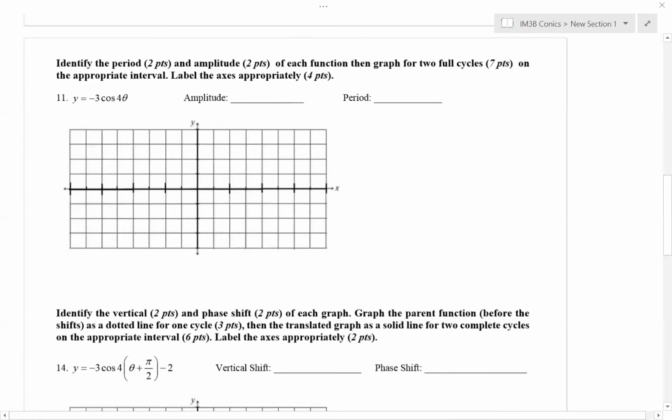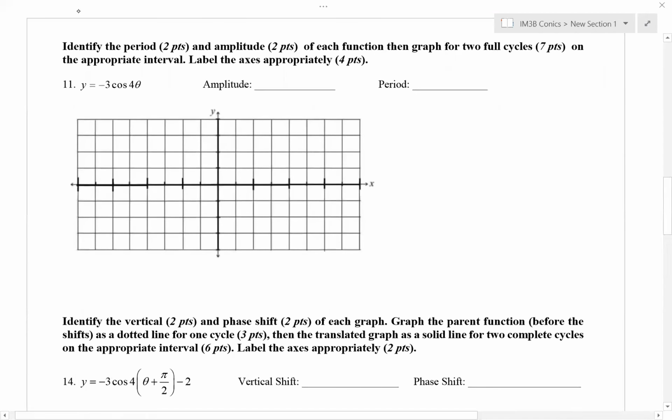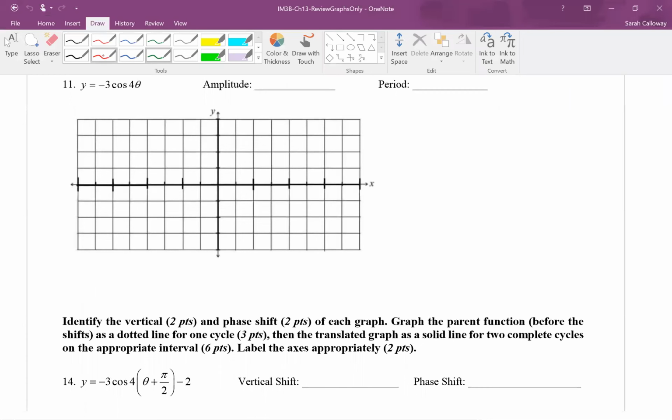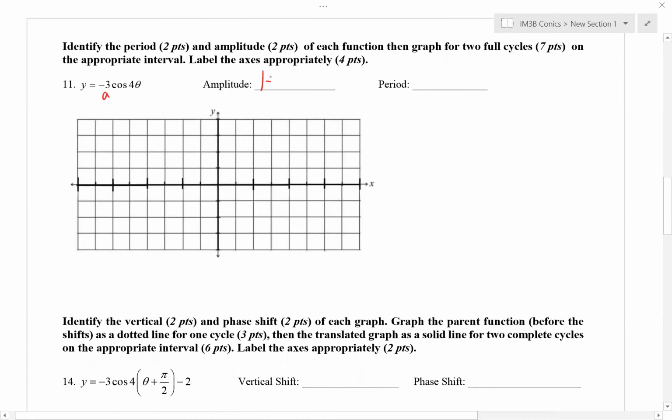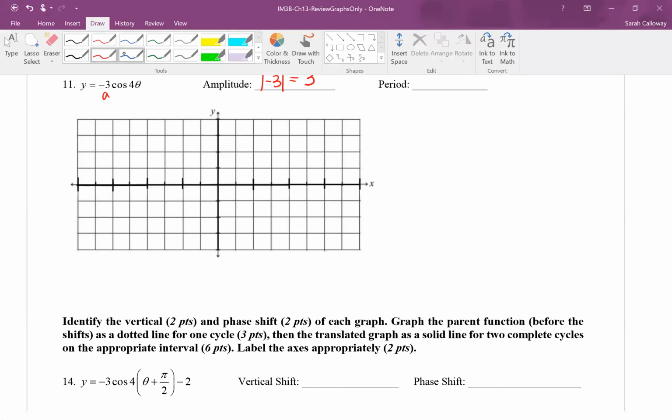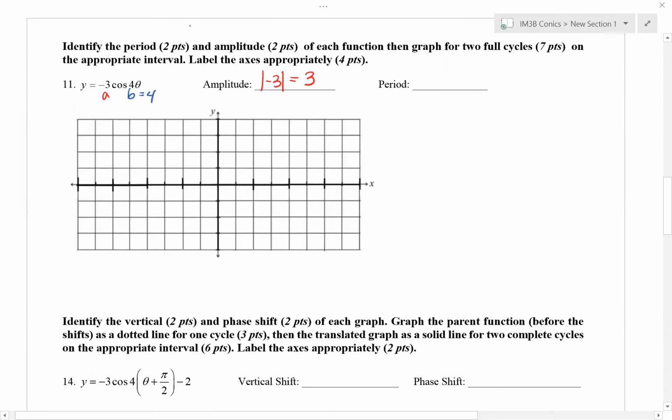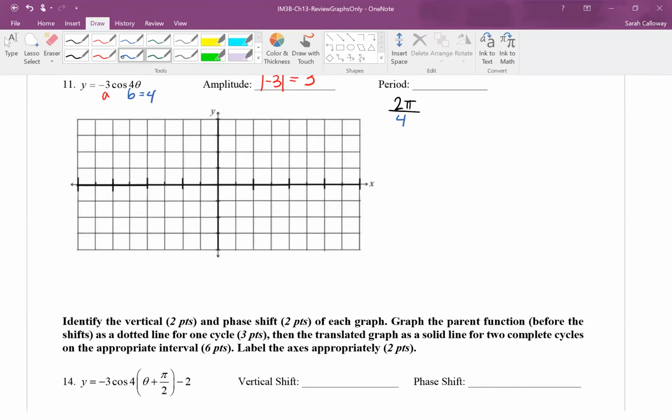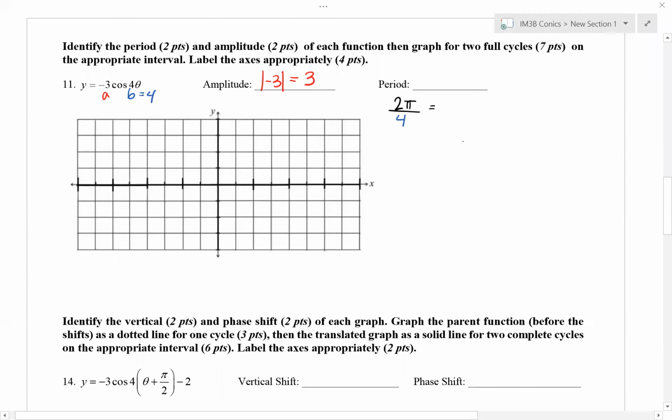So let's look at number 11. If we want to find the period and amplitude, we're taking the values for A, which in this case is -3. So -3's absolute value is 3. So the amplitude of this is 3. And then the B value helps us find the period of the function. So the B is 4. And to find the period of cosine, we're still using 2 pi because sine and cosine have a general period of 2 pi, and dividing that by 4. So if we divide 2 pi by 4, if we simplify, that gives us pi over 2. So the period of this is pi over 2.